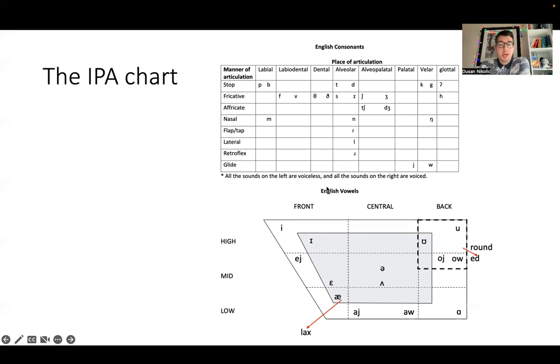And finally, we have the English vowel space presented here. We can see which ones are high, mid, or low, which ones are front, central, or back, which ones are lax, all of this inside, and all of the rest are tense, and which ones are rounded. Just these four for us right now at this point. This is by no means a complete English IPA chart. It's just what we want to learn at this point.